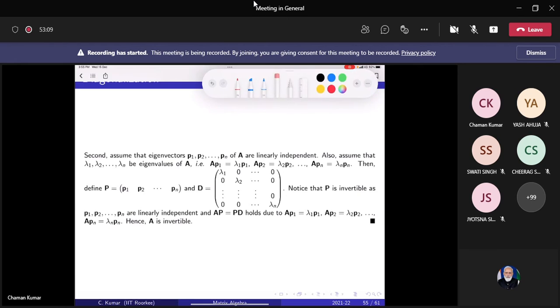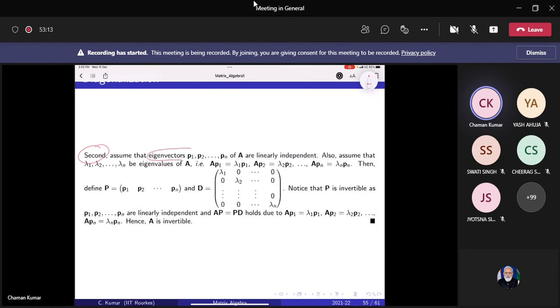So we assume that P1, P2, Pn are eigenvectors of A, and these eigenvectors are linearly independent. Now these are eigenvectors, so we'll have corresponding eigenvalues. Corresponding to eigenvector P1, let us say lambda 1 is the eigenvalue. Corresponding to eigenvector P2, lambda 2 is the eigenvalue. And corresponding to eigenvector Pn, lambda n is the eigenvalue.